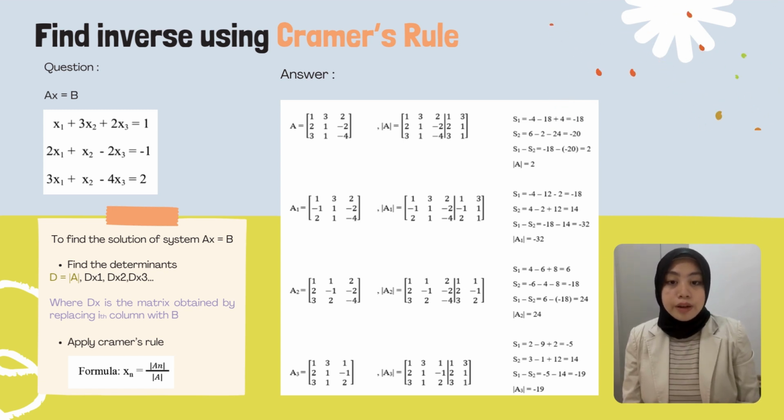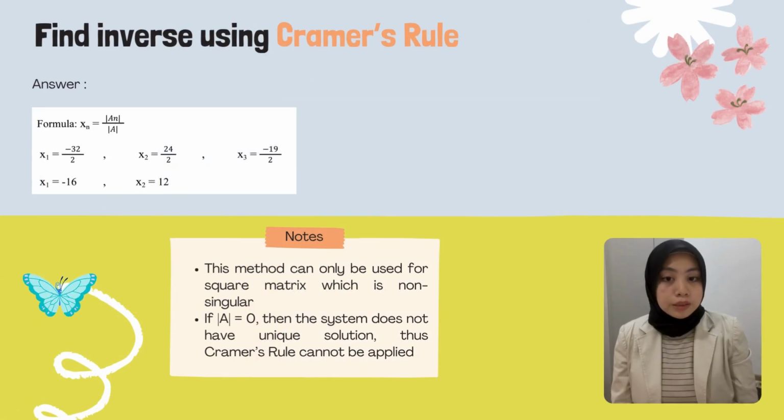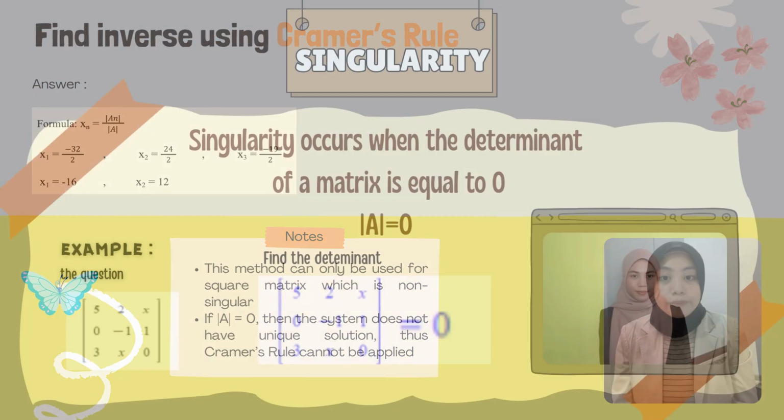After finding every determinant for each matrix, we can apply the Cramer's rule formula, which is the determinant of An over the determinant of the original A. Here is the answer for x1, x2 and also x3. Please note that this method can only be used for a square matrix which is non-singular. Secondly, if determinant of A equals 0, the system does not have a unique solution. Thus, Cramer's rule cannot be applied.